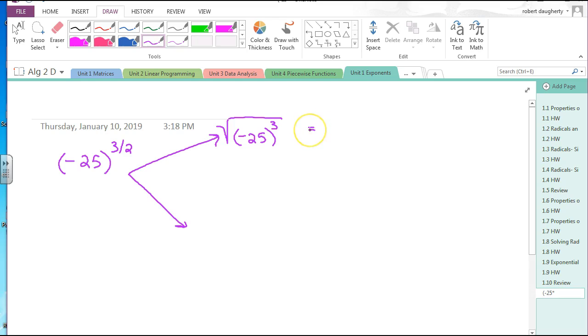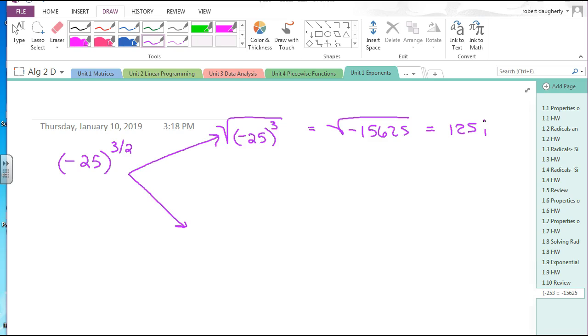That's 15,625. So this was negative 15,625, and we then need to take the square root of that. When we take the square root of that, we're going to get 125i, because the square root of 15,625 is 125, and the square root of negative 1 is i.